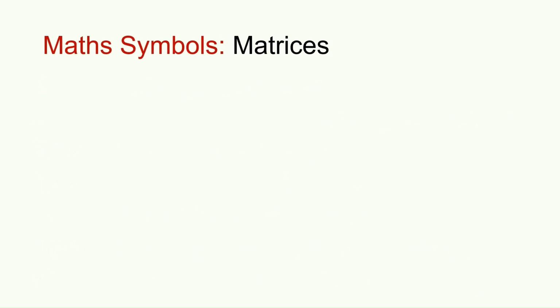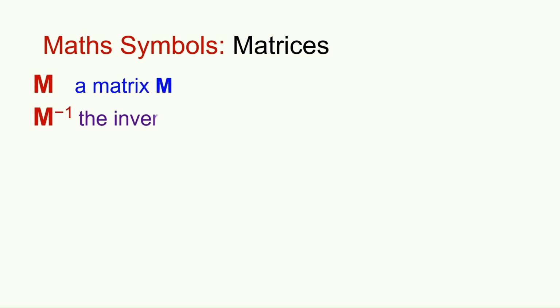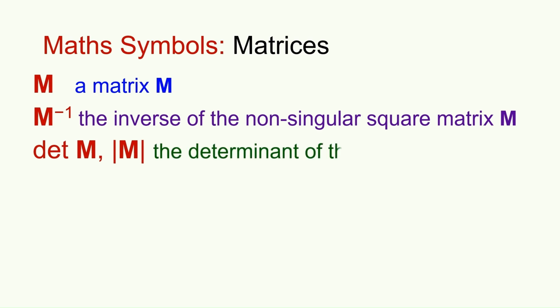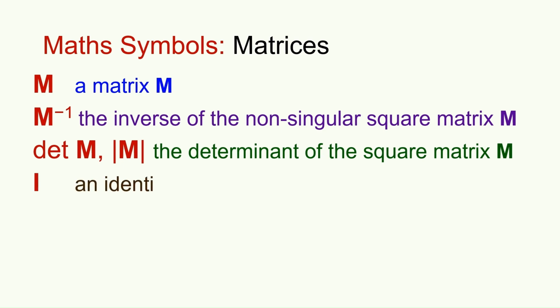Math symbols, matrices. M: a matrix M. M to the power of minus 1: the inverse of the non-singular square matrix M. Det M, or M in bar brackets: the determinant of the square matrix M. I denotes an identity or unit matrix.